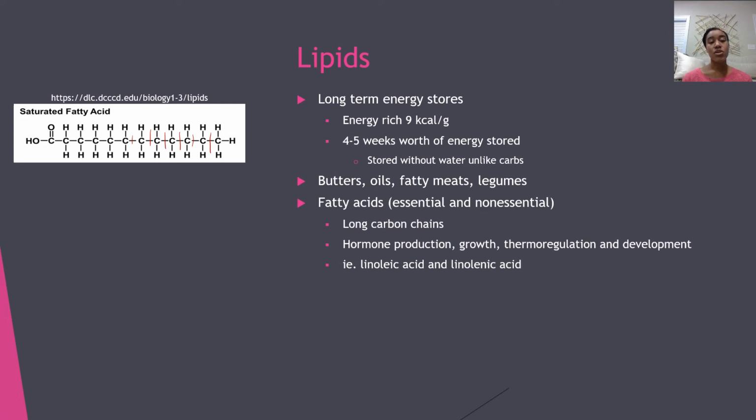And when you look at the structure of a fatty acid and you compare it to the structure of an amino acid or the structure of a monosaccharide, you can see that there are a lot more bonds in fatty acids. So there's a lot more potential to get energy from the breakdown of these molecules than from the breakdown of amino acids or monosaccharides. So this is why you get a lot more energy from them.